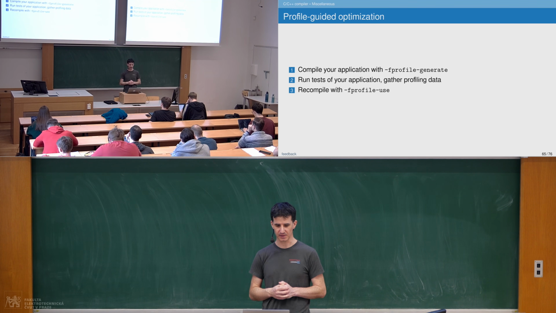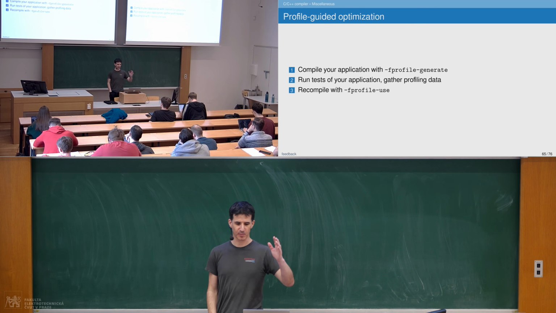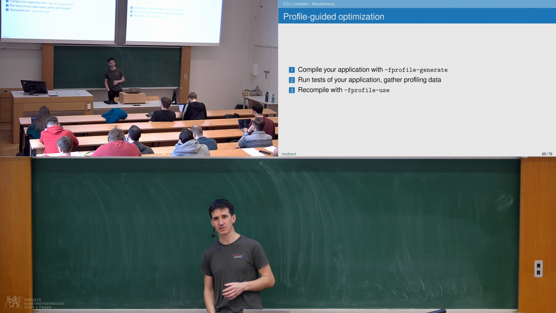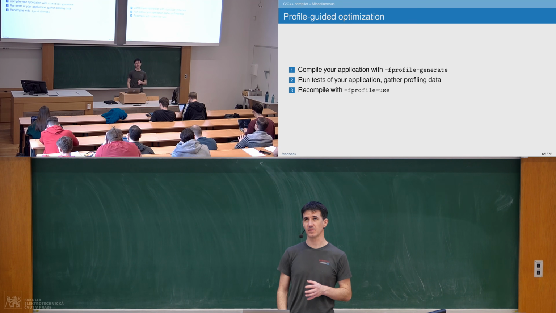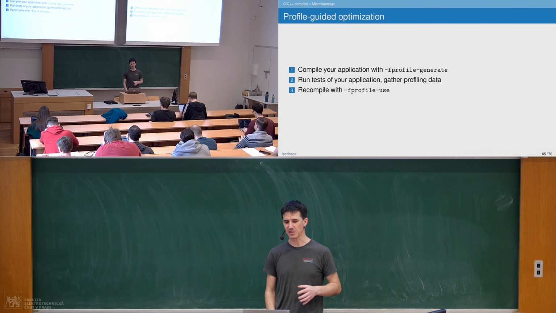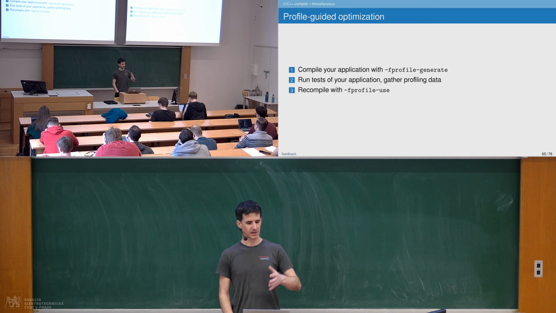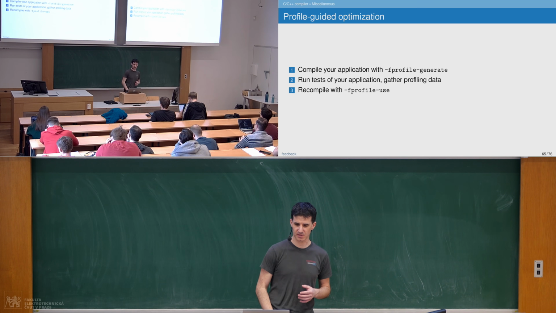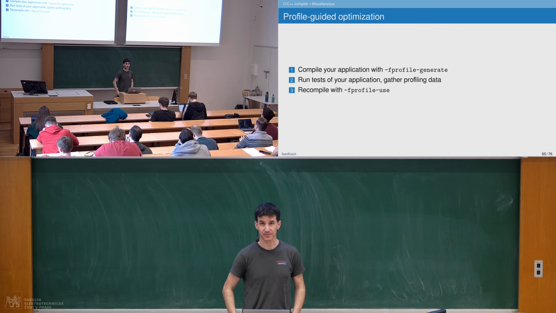Basically all big software that you are using, like web browsers, operating systems, and so on, is typically compiled with profile-guided optimizations, and with it you can achieve quite significant speedups of your code, like 10 to 30% faster. So it's definitely worth using profile-guided optimization.